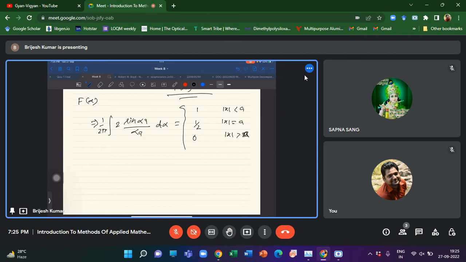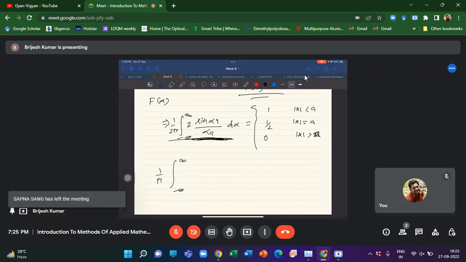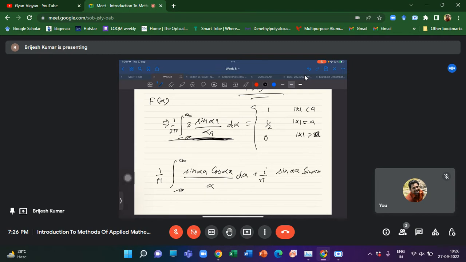Now we open this. So how can we write this? 1 upon pi, integration from minus infinity to infinity of sine alpha a cos alpha x upon alpha d alpha, plus i upon pi, integration from minus infinity to infinity of sine alpha a sine alpha x upon alpha d alpha.